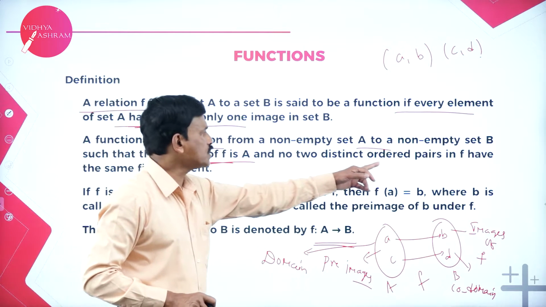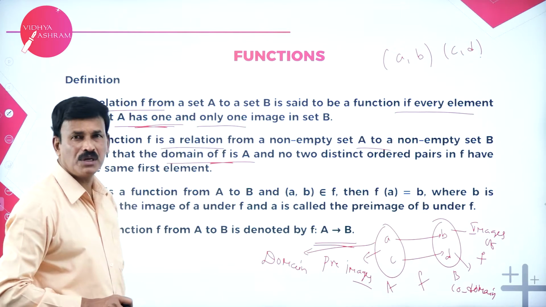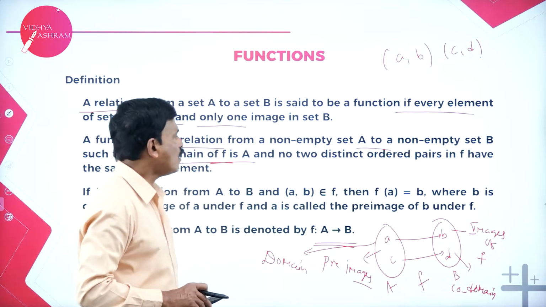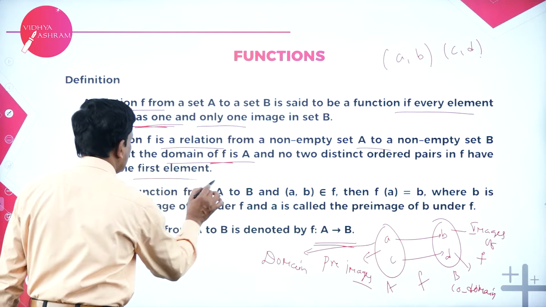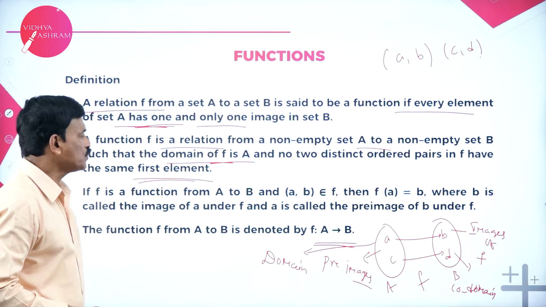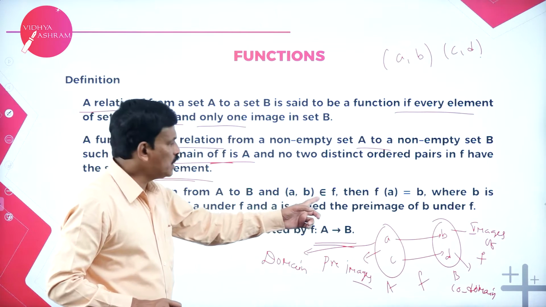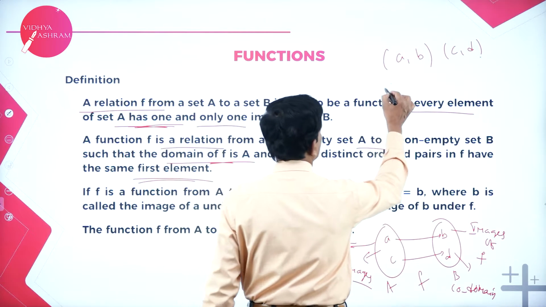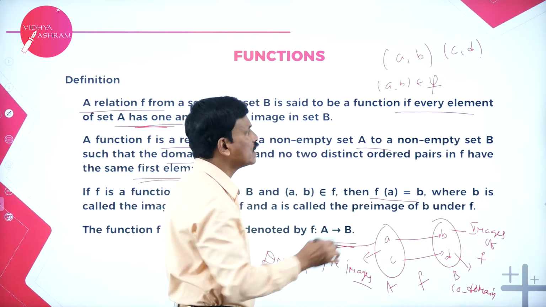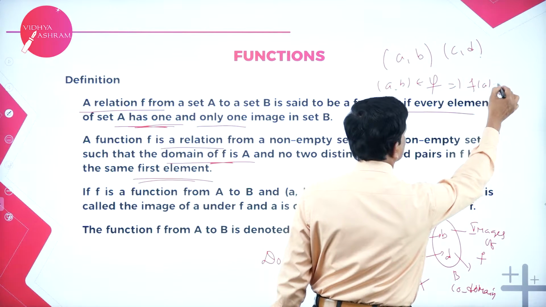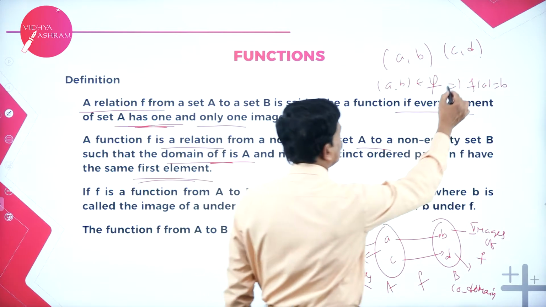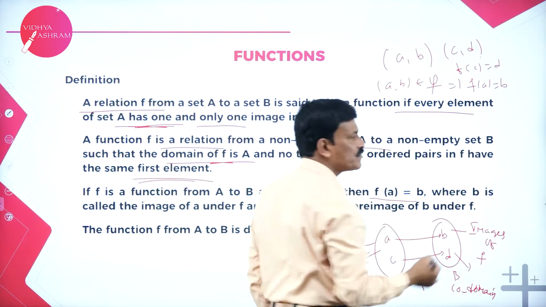and no two distinct ordered pairs in F have the same first element. This is a very important concept. Now if F is a function from A to B and (a, b) belongs to F, then F of a is equal to b. We can write this implies function of a is equal to b. If suppose (c, d) belongs to F, we can write F of c is equal to d.